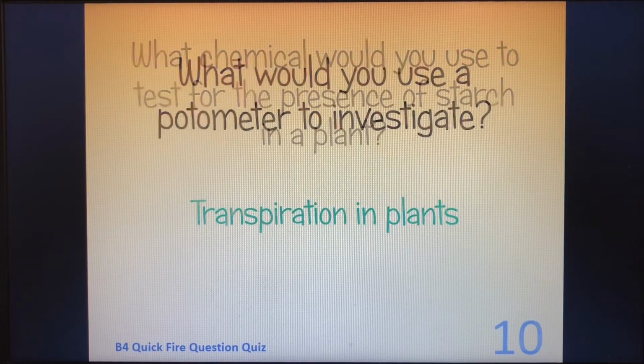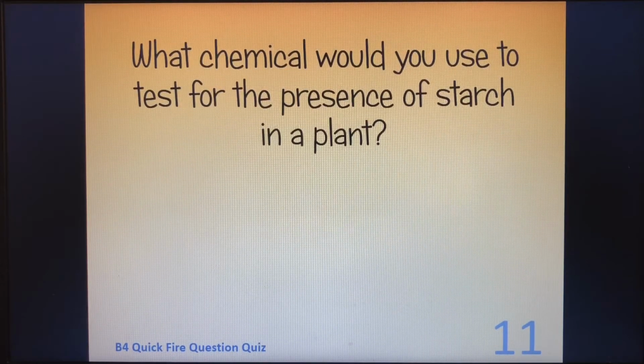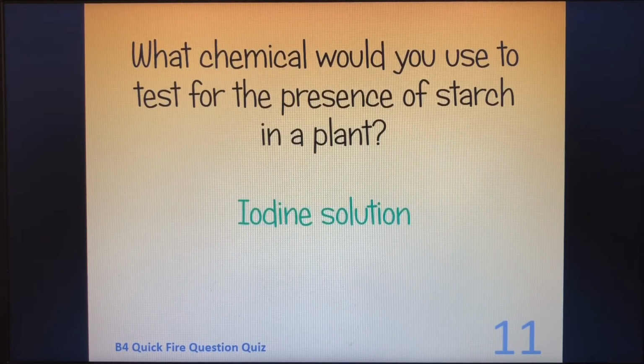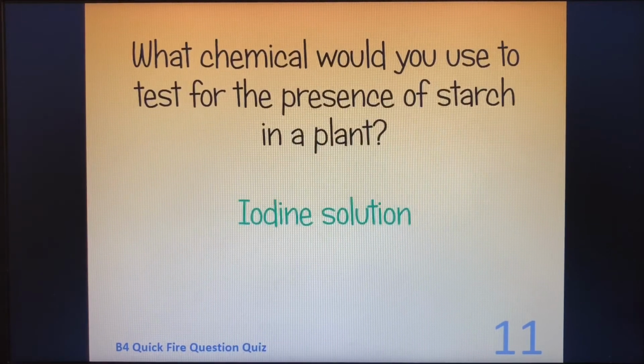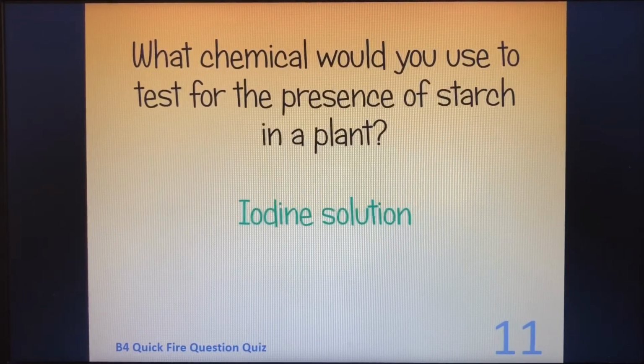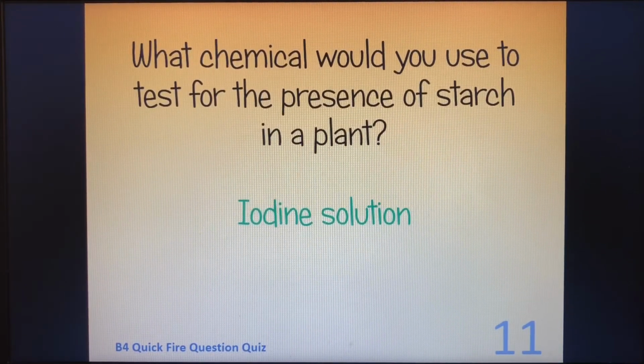Okay, question 11. What chemical would you use to test for the presence of starch in a plant? It's the same chemical that we use to test for starch in food testing. Nice, easy one, let's hope. And the answer is iodine solution. Okay, iodine solution. I'm not going to tell you colours because those questions are on their way.